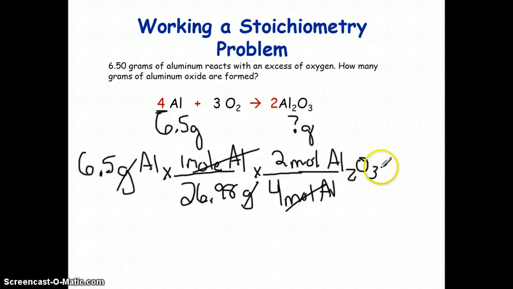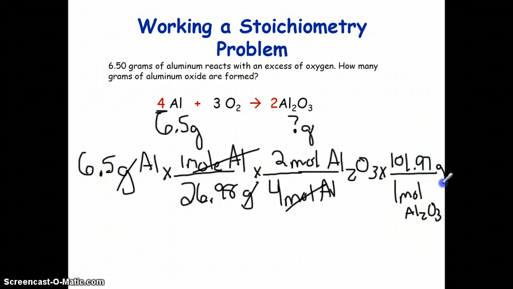And now lastly, we've got to get to grams of aluminum oxide. So we're going to have 1 mole Al2O3 and then the molar mass of that. I skipped ahead and already calculated it out for us, so it's 101.97 grams. All right, now you're going to multiply everything on top, divide by everything that's on the bottom, and you should get 12.3 grams.